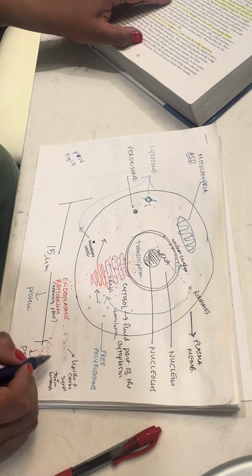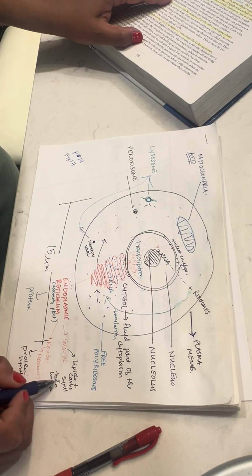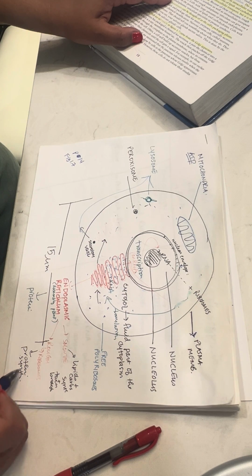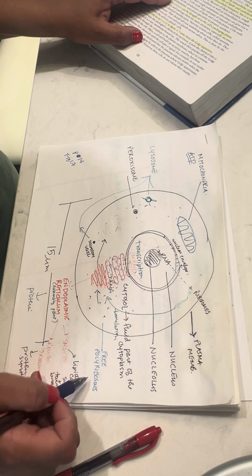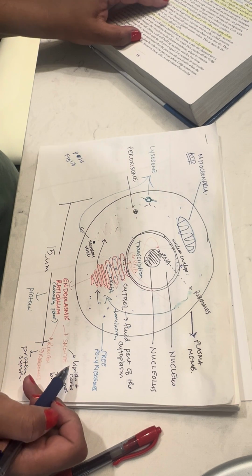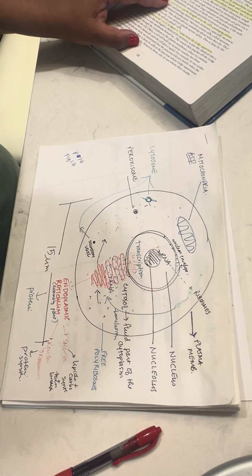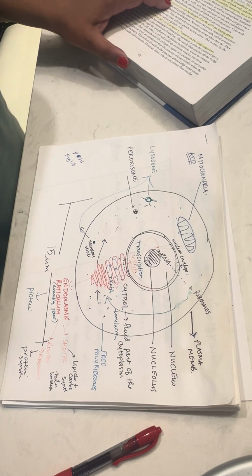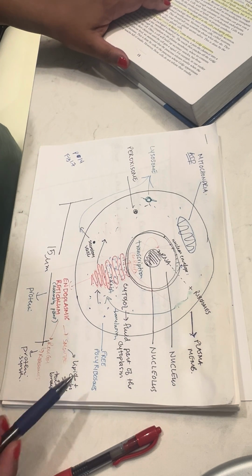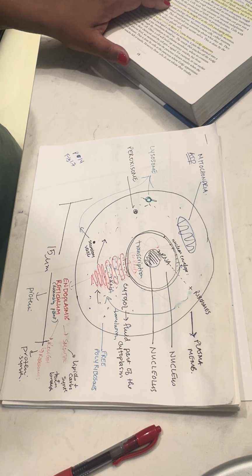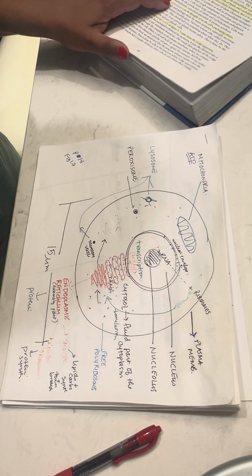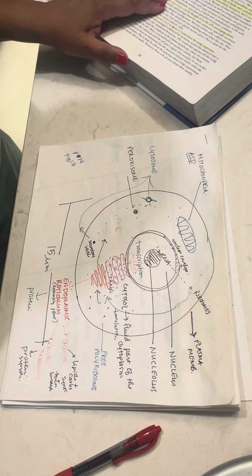So the smooth, what does it do? It synthesizes lipids and carbs, and it also breaks down toxins, and the rough one is for protein synthesis due to the ribosomes, okay? Now, let's say there's more smooth endoplasmic reticulum than rough in a cell. That means the main function of that cell is more so to make lipids and carbs. If it has more rough endoplasmic reticulum, the major function of that cell is more to make proteins, okay?